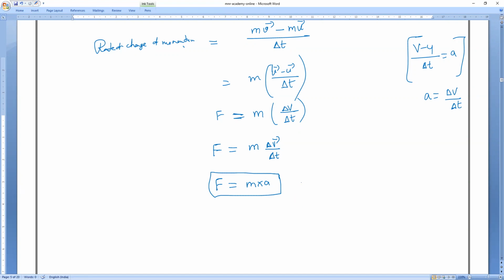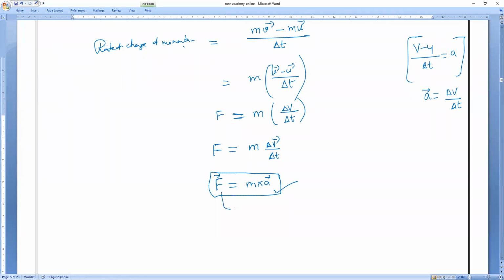Here, you can mention it on the side and write it. F is equal to m into dv by dt, which is m times acceleration. That's all. So this is only Newton's second law. Newton's second law of motion establishes that an unbalanced external force is required to accelerate a body.